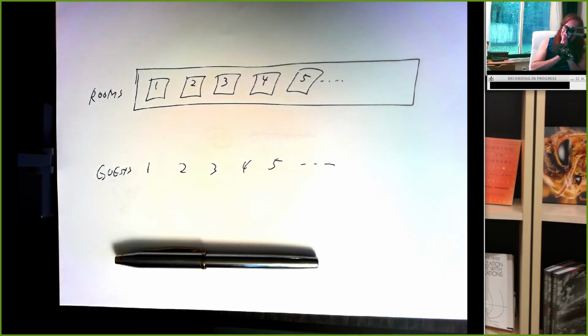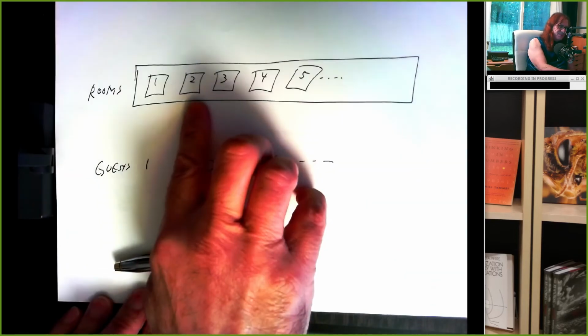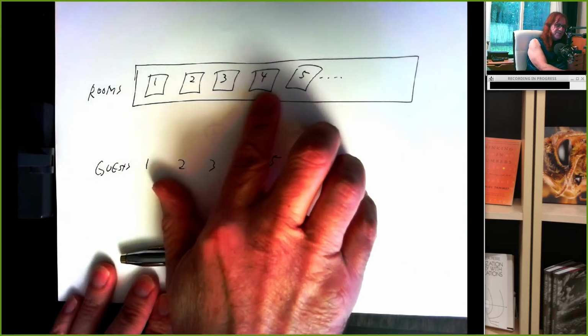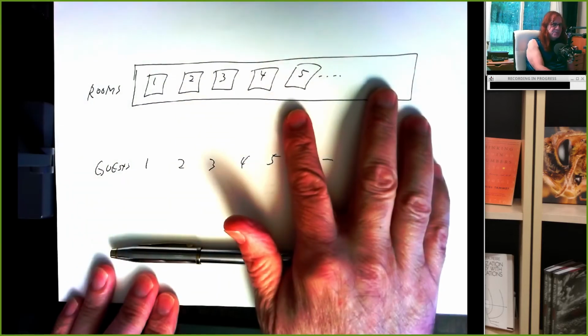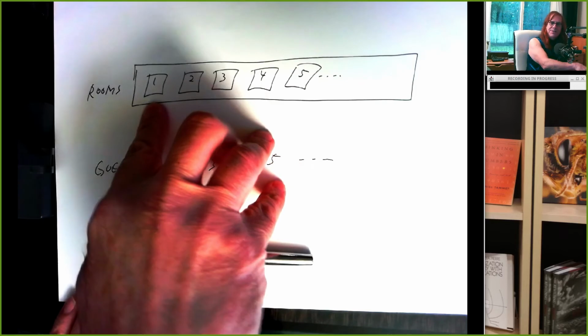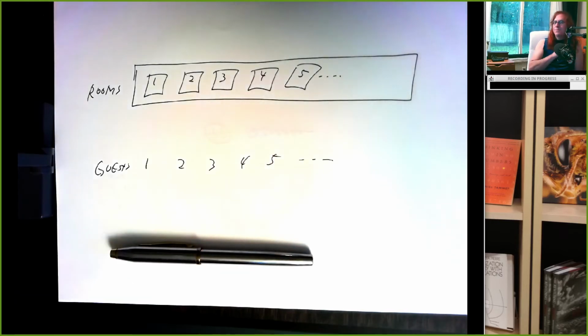Well, someone just said it in chat, right? Take the person who's in room 1, ask them to move to room 2. Ask the person who's in room 2 to move to room 3, 3 to 4, and so on. Everybody moves down one room, which only takes a few minutes, and now room 1 is free. That's where the new guest can stay.